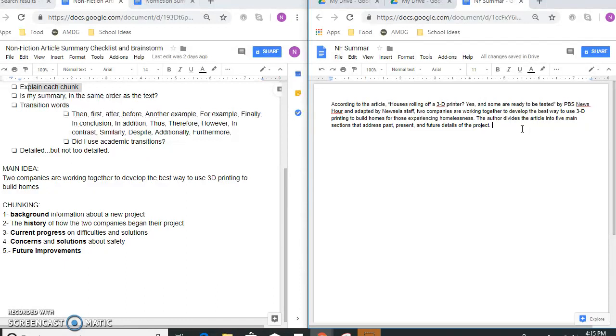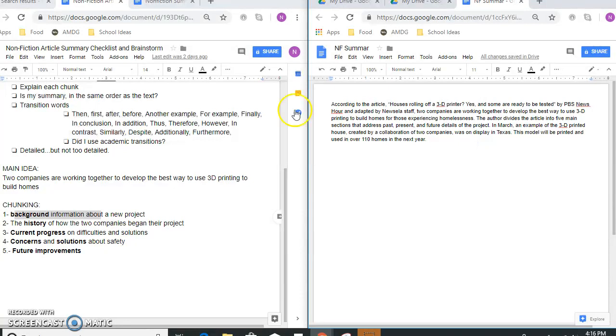So let's see, in the first section, this happens in March. In March, an example of the 3D printed house created by a collaboration of 2 companies was on display in Texas. This model will be printed and used in over 110 homes in the next year. I would say that covers the background information for the project. Perhaps I could be a little more specific and add the names of the 2 companies, but I think I'll do that in the next section when I go over the history of the project.